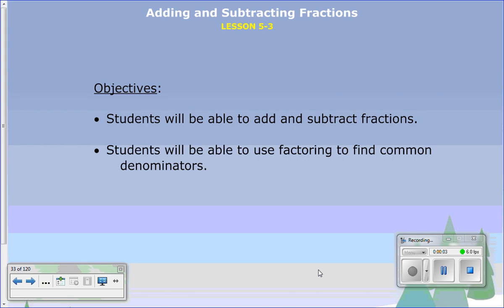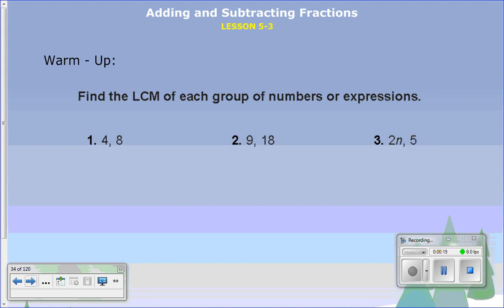Hello and welcome to Lesson 5-3 on adding and subtracting fractions. In tonight's lesson we have two objectives. First, you will be able to add and subtract fractions, and secondly, you will be able to use factoring to find common denominators.